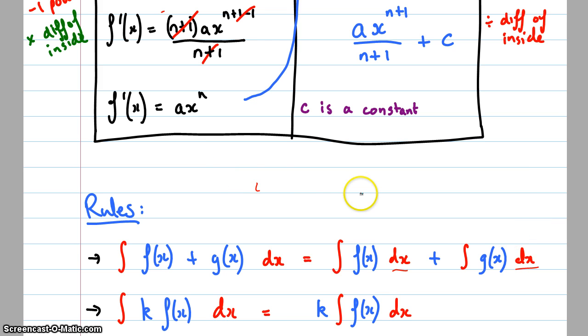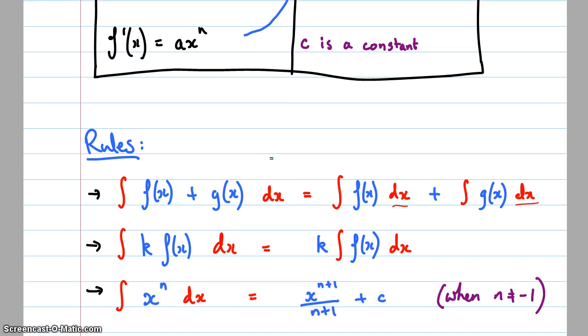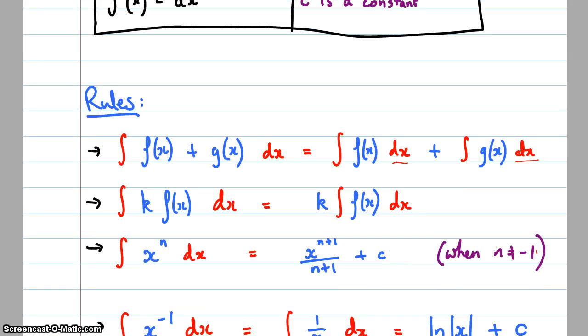The next rule I will show you is if you've got x to the power of anything except -1, and I'll go through that a little bit later. When you integrate that, you'll add 1 to the power and then you'll divide by the new power plus c. So even if n is a half, a fraction, a decimal, a negative number, a positive number, the only exception is when n equals -1, and I'll go through that now.